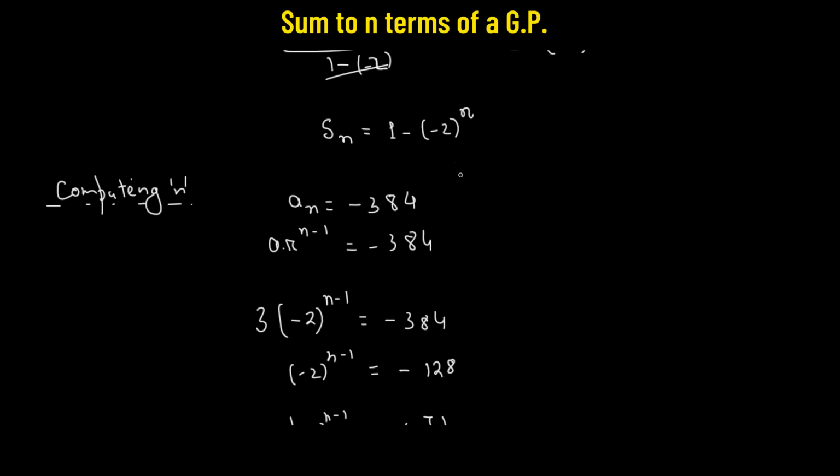Now we can replace this value back into the sum. So the sum up to 8 terms equals 1 minus negative 2 raised to the power of 8. That value is 256, so our final value is going to be negative 255. So this is the sum of the given series.